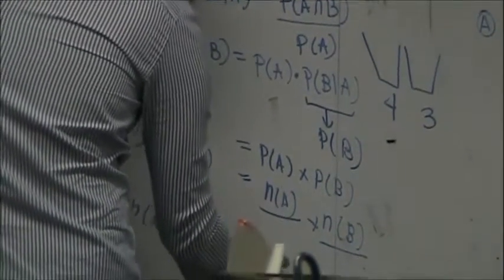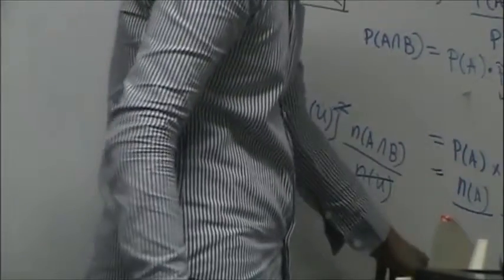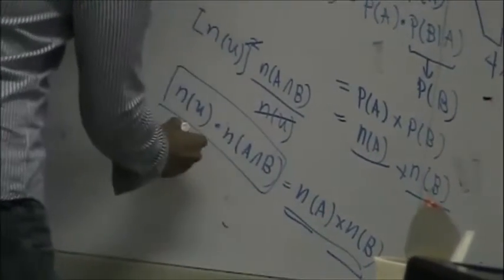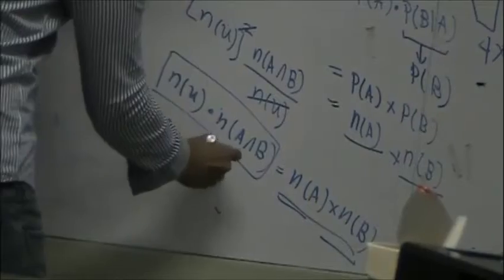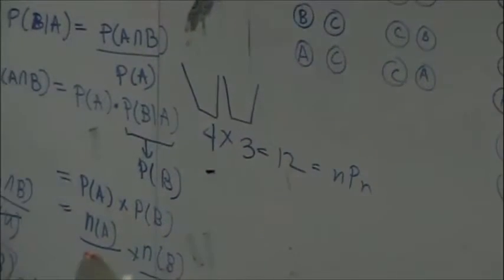equals NA times NB. This is your permutation, and this is how you do the permutation. You multiply event A with event B. That's the reason why we're multiplying it. And when you multiply, which is this times that, this is what we call a permutation. That will become the answer to this problem. And that's exactly what we have in the calculator, which is NPR. This is NPR.